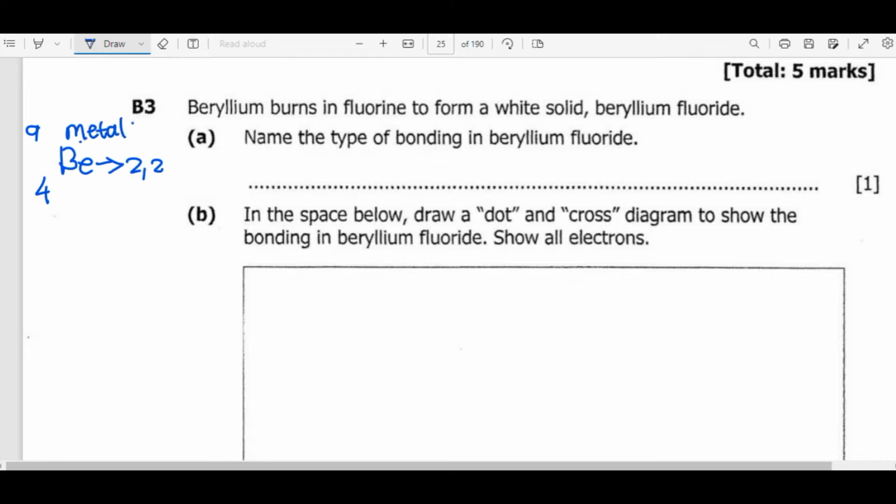Then if you look at the fluorine, this one is coming from group 7 with the mass number of 19, then the atomic number of 9. So if we look at the electronic configuration, this will give us 2,7. This is a non-metal. So we are dealing with a bond between a metal and a non-metal. So whenever we have such a compound made up of a metal and a non-metal, we are dealing with ionic bonding.